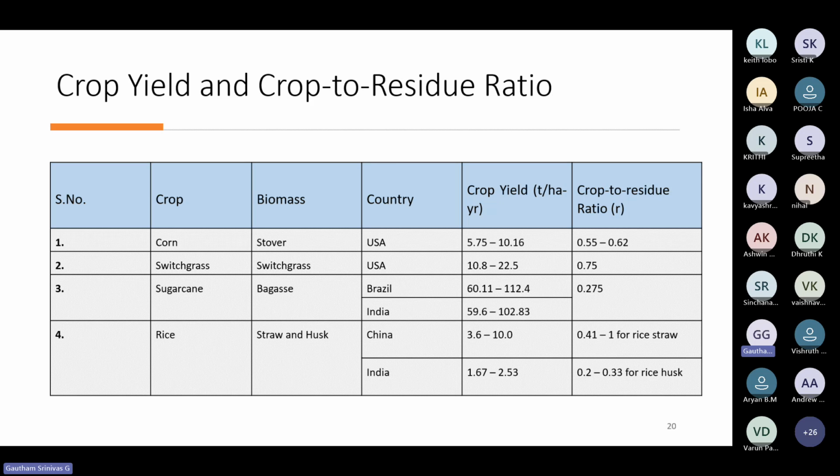Okay, so what is crop to residue ratio? So if you have, let's say rice, you take rice for example, the rice grain that you have, what is the weight of that grain divided by the weight of the residue, that is rice straw or rice husk. So if you see here, it's 0.41 to 1. That means for each kg of rice, you have 0.41 to 1 kg of rice straw and 0.2 to 0.33 kg of rice husk. Similarly, you have for corn stover, switchgrass, and sugarcane bagasse.